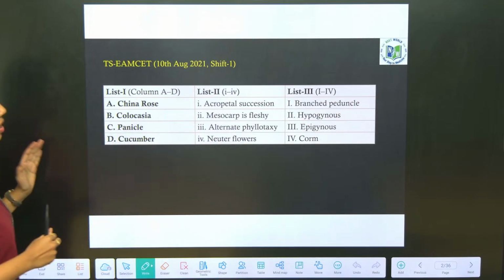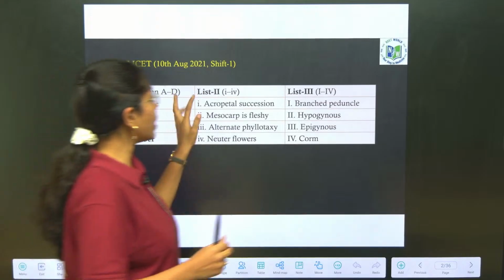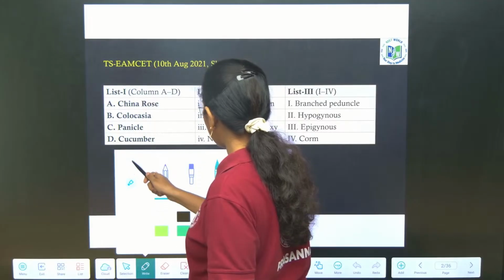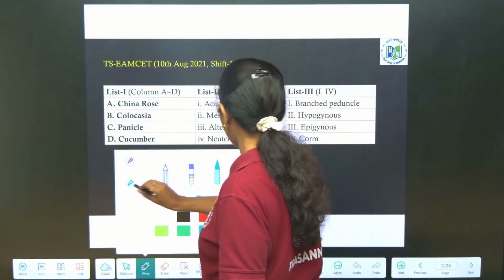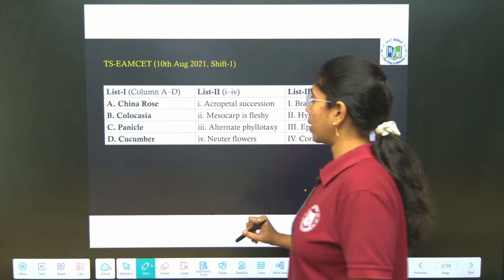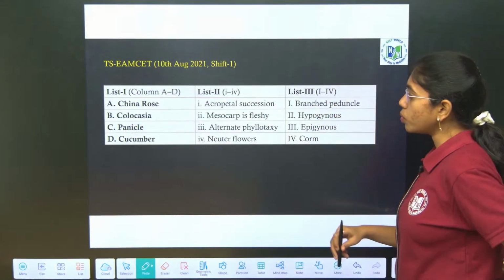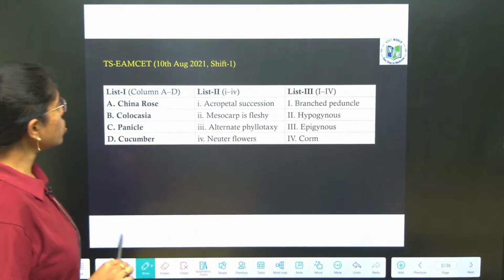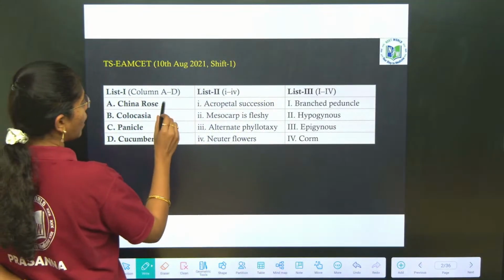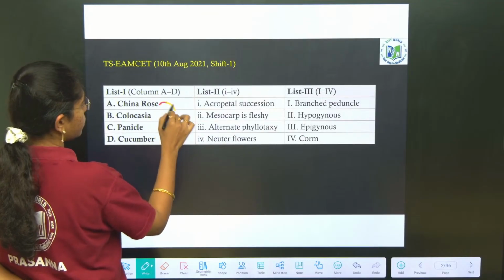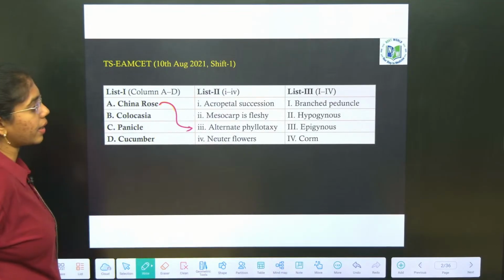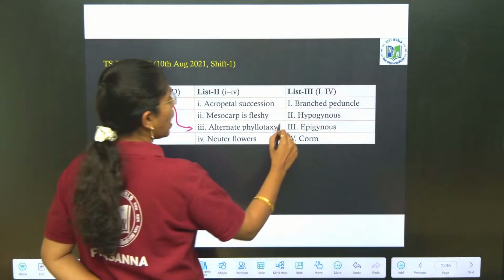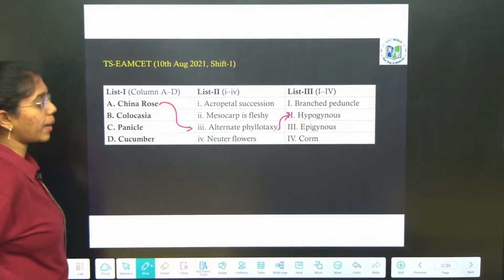If you consider this is the match the following type of question, wherein 3 columns or 3 lists are given. Identify amongst them easily, ma. This is easy to identify if you know the concept clearly. So here if you see China rose, which belongs to which family? Malvaceae family. China rose will show what phyllotaxy? Alternate phyllotaxy here. And what type of flower will be there? Superior ovary, that is hypogynous flower.